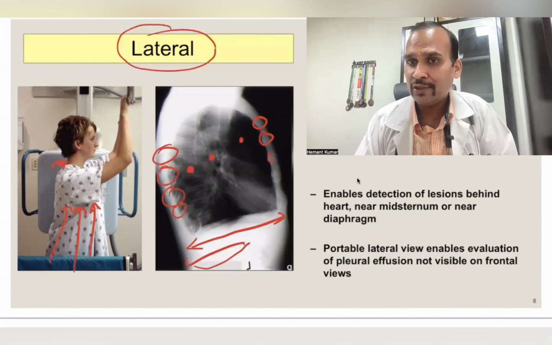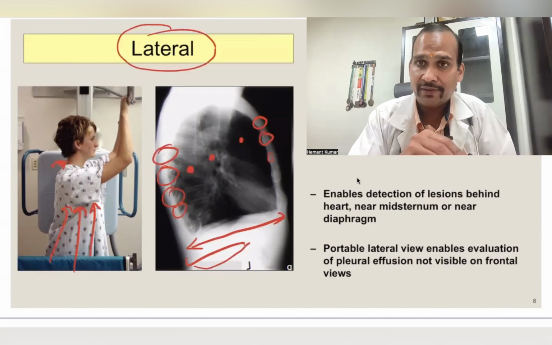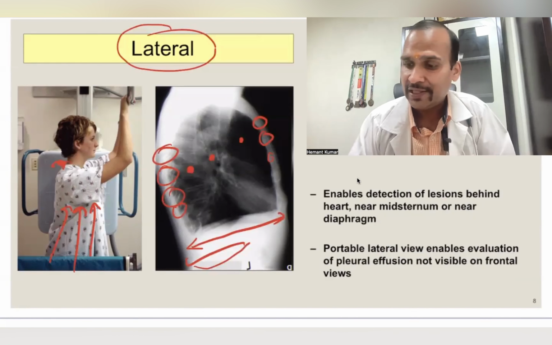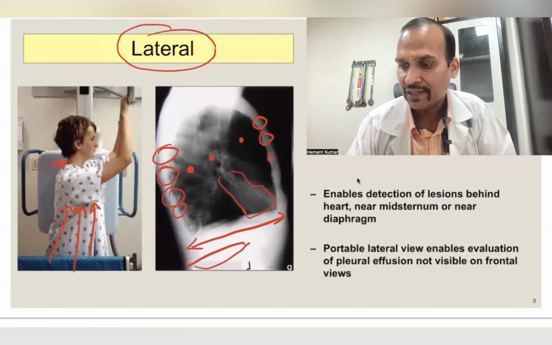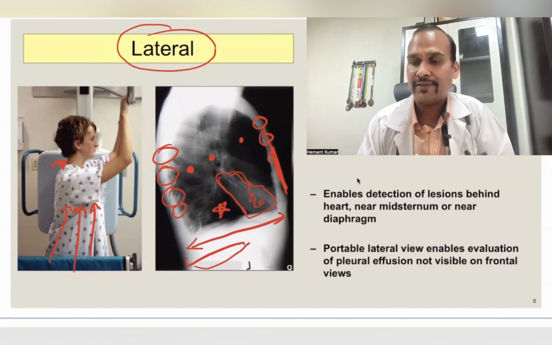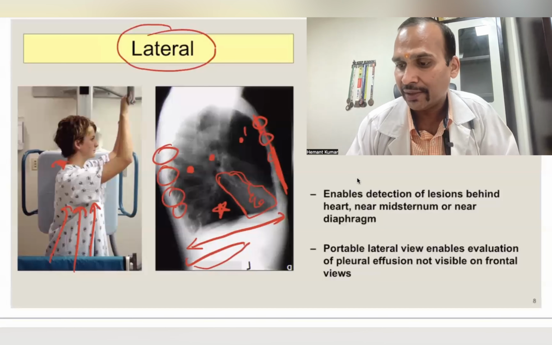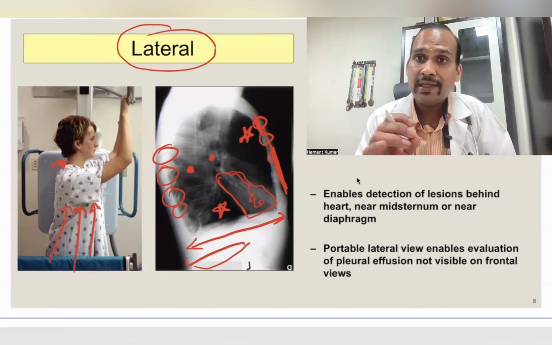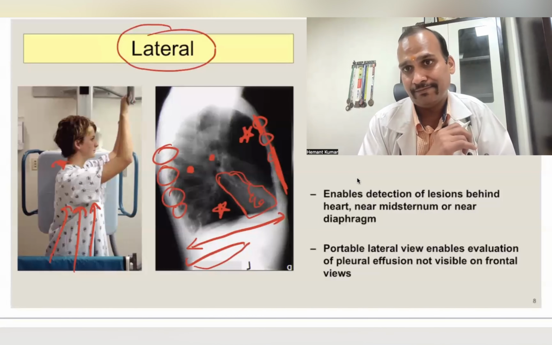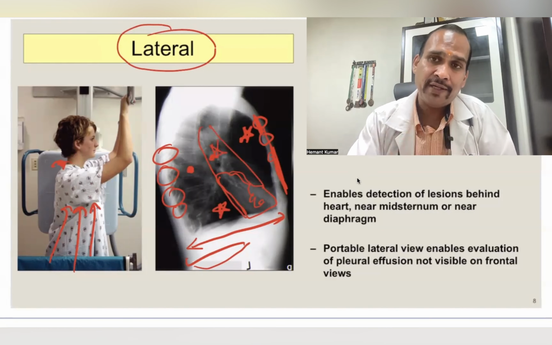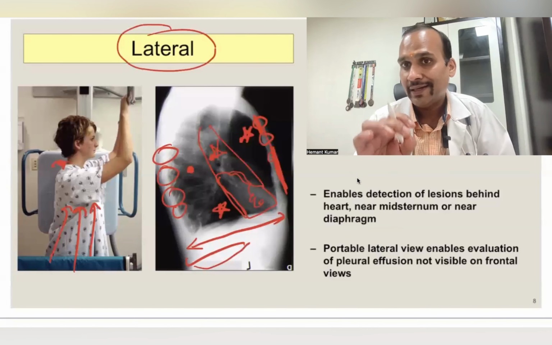The first advantage is that whenever there is an opacity behind the heart, we cannot find it in AP view or PA view, but we can find it in a lateral X-ray. So this is the heart. I told you it is an anterior structure. So you can see the heart in the anterior. If there is an opacity here behind the heart, we can find it in a lateral X-ray. Then substernal, this is the sternum. So if there is an opacity behind the sternum, we can find it in a lateral X-ray. Then any opacity in the mediastinum. Here is the mediastinum. Any opacity in the mediastinum is difficult to find in PA view. We can easily find it in a lateral X-ray.